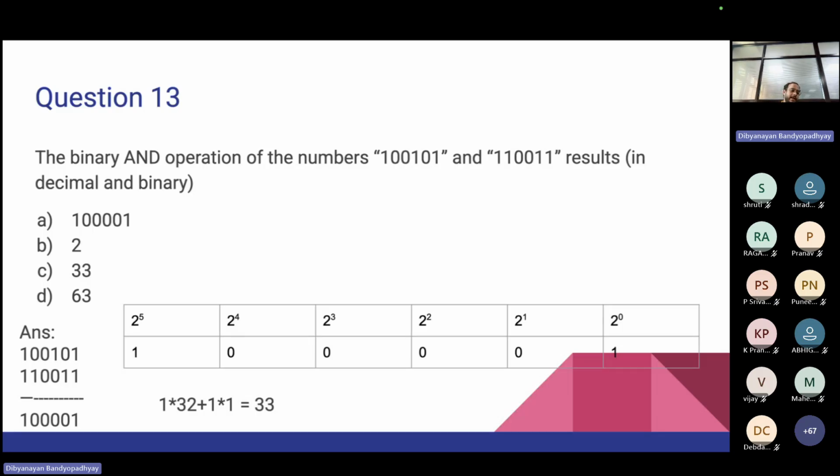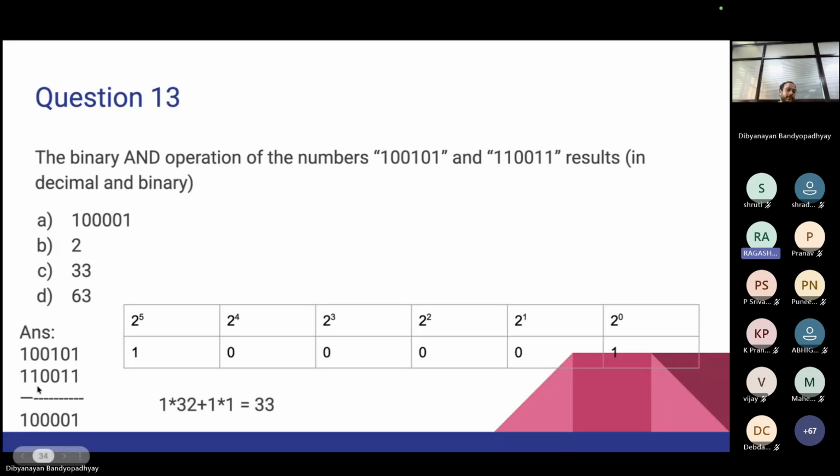So if you write those two strings like this, then you just have to perform the bitwise AND operation. This is called bitwise AND operation because you are performing those AND operations on bits. So 1 and 1 will be 1, 0 and 1 will be 0, 1 and 0 will be 0, 0 and 0 will be 0, 0 and 1 will be 0, 1 and 1 will be 1. So this is the output of performing the binary AND operation between these two strings.